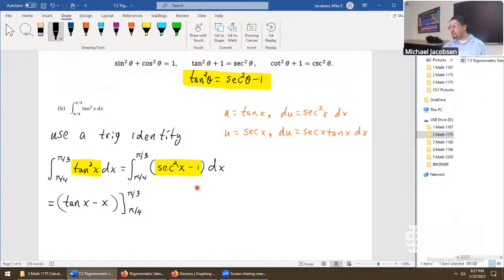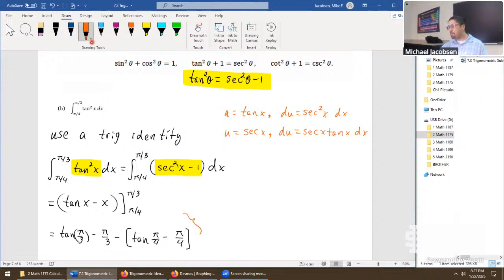Next thing we're going to do in the definite integral is rewrite tangent pi over 3 minus pi over 3. That's using the upper limit of integration, so same song and dance with the lower limit. Tangent pi over 4 minus pi over 4.